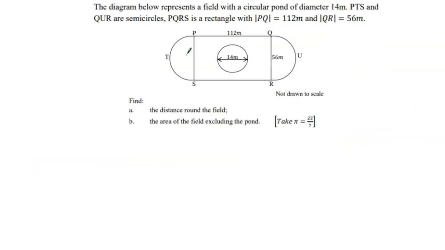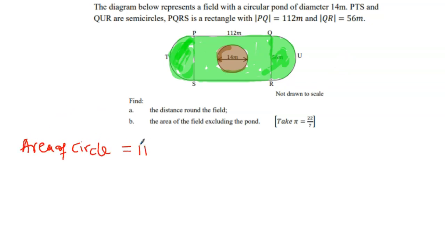Alright, let's go ahead and solve B. The area of the field comprises this area. This is the area that we need. We are going to exclude this because that's not part of it. This is a pond, so we will exclude it. So let's look at the area of the circular part of it. The area of a circle is pi r squared. We need our radius. We get our radius from the diameter, 56 over 2, that gives us 28.